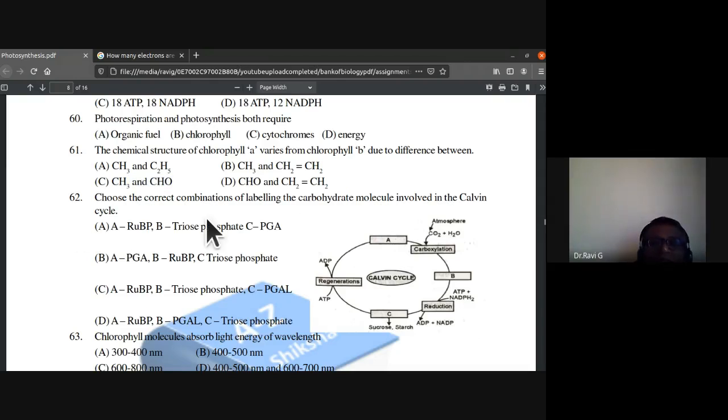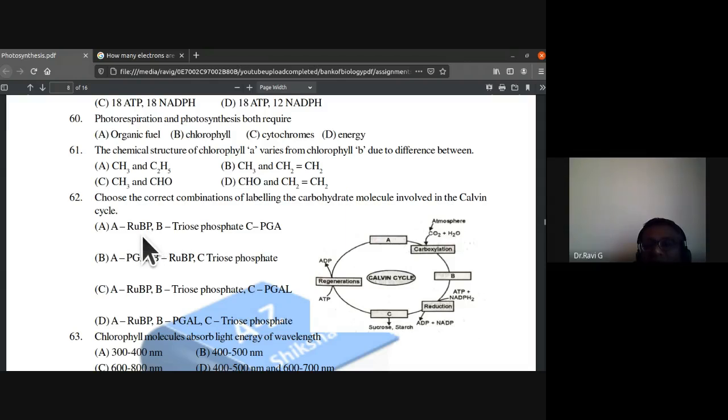So choose the correct combinations of labeling the carbohydrate molecule involved in the Calvin cycle. A should be RUBP. In B, there would be reduction. Yes, sir. It should be PGA. In C, it becomes triose phosphate.